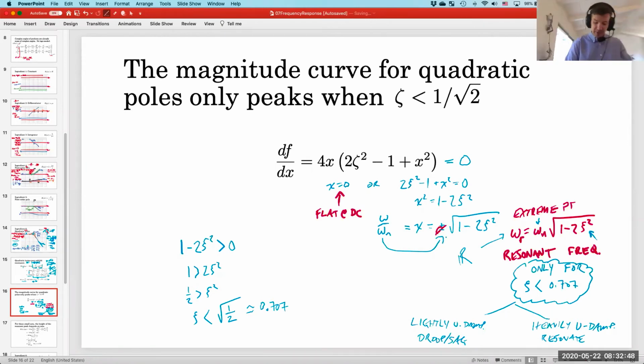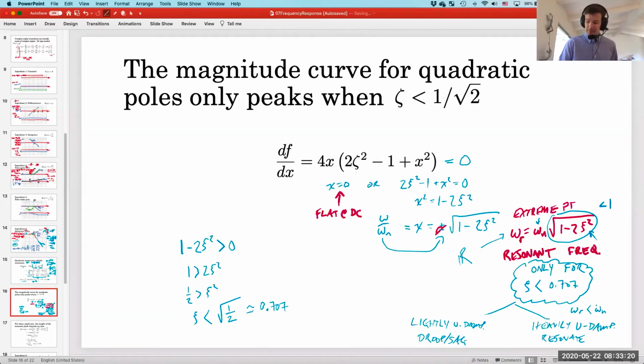But that actually brings up a good point, and I'm glad you did it, because this fraction, this root, as long as zeta is less than 0.707, this radical is always less than 1, which means that when the resonant frequency is defined, the resonant frequency is always less than the natural frequency.